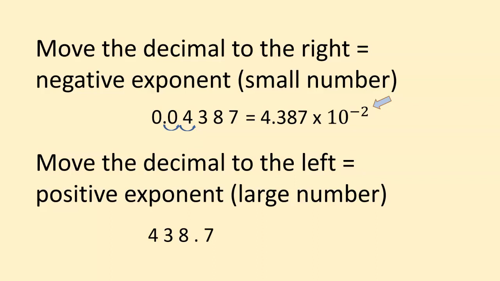Let's put that into scientific notation, and we're going to move that decimal point over 2 spaces to the left. That gives us the exact same number, 4.387. However, our exponent is a little bit different. It is a positive 2. Now we move that decimal to the left, which means we have a positive exponent, and our final answer, which is on the left of that equal sign, is a larger number.